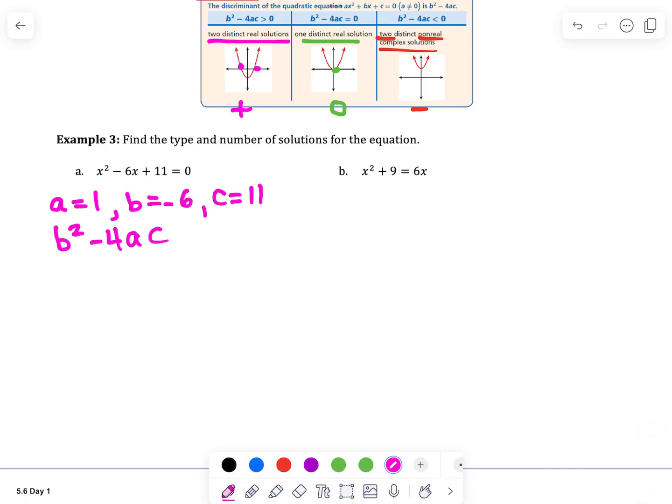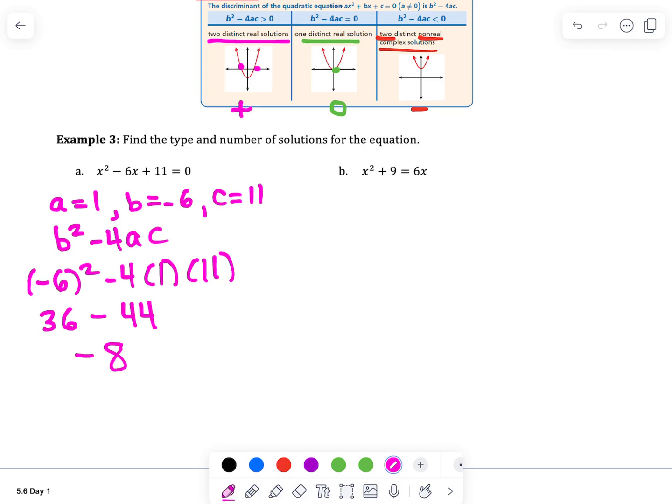All right, so go ahead and substitute the a, b, and c into the discriminant expression. And then we simplify it. Negative 6 times negative 6 is positive 36. Negative 4 times positive 1 times 11 is negative 44. And then we combine: 36 minus 44 is negative 8.